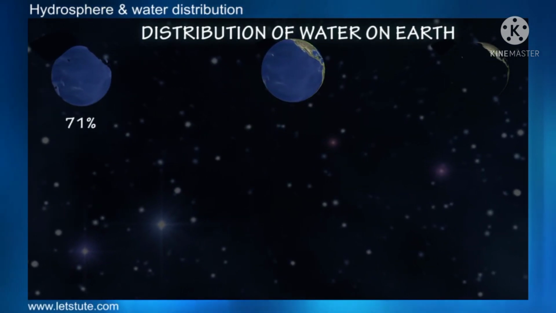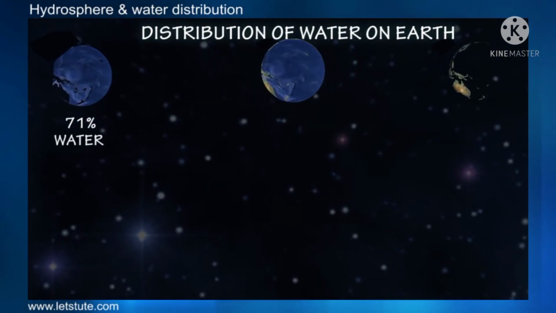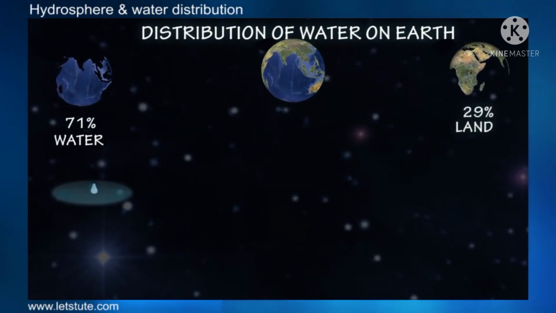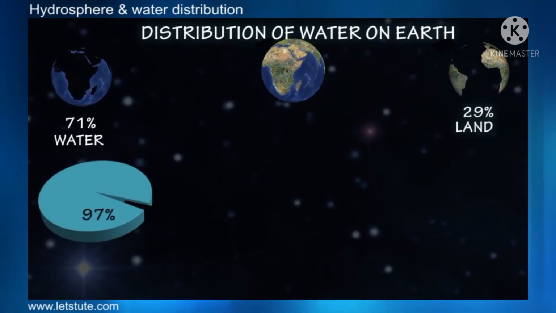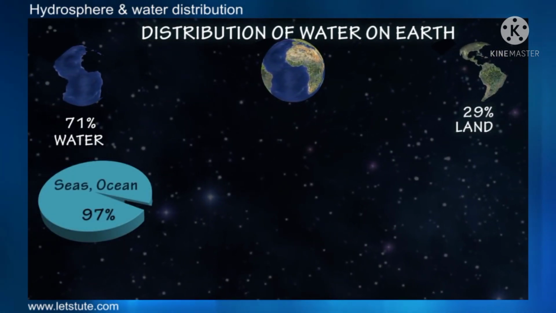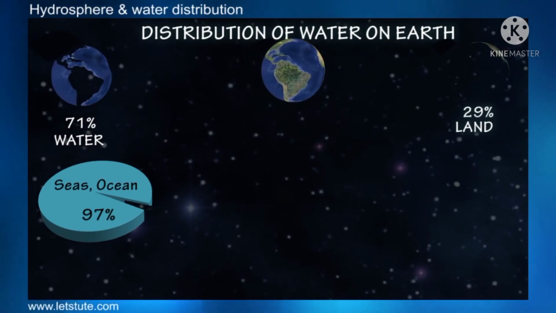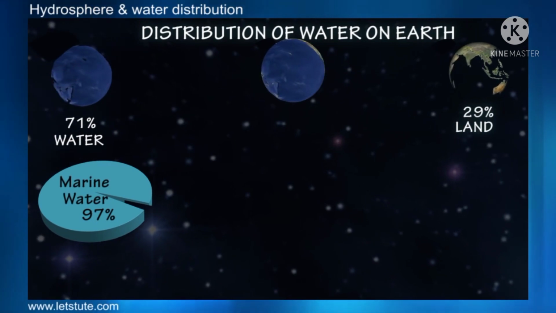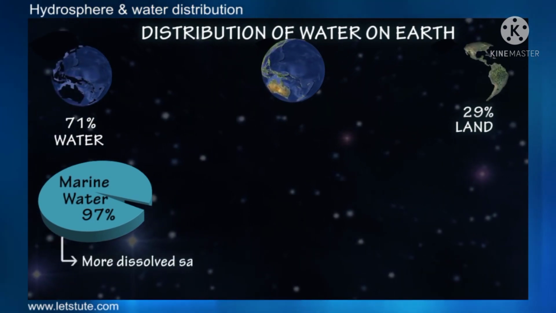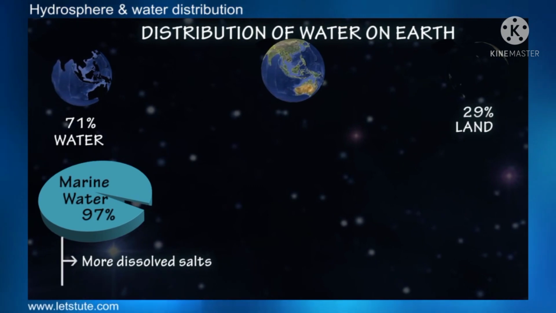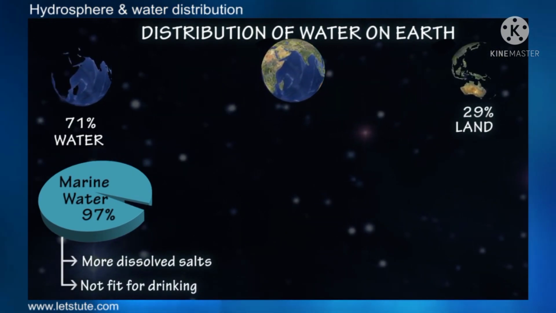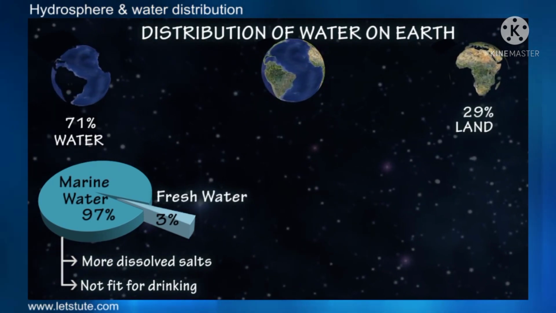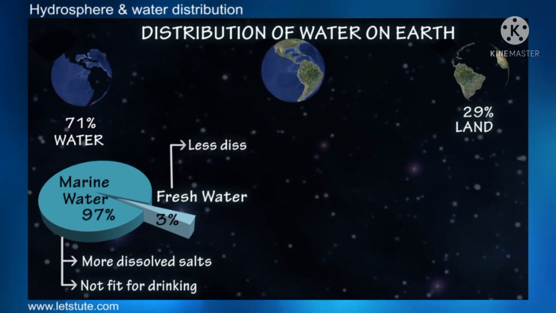If you look at the distribution of water in different forms here on Earth, 71% of the Earth is covered with water, and the remaining 29% is land. And about 97% of this water is seas and oceans. And so, we call this water marine water. As it has more amounts of dissolved salts, it is not fit for drinking. And the remaining 3% is fresh water. It has less dissolved salts, that is why it is fit for drinking.